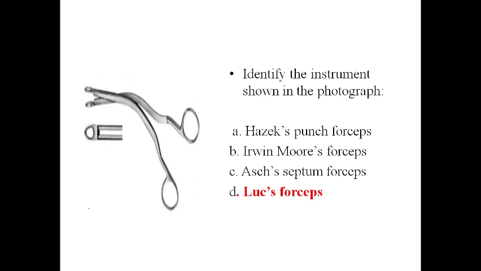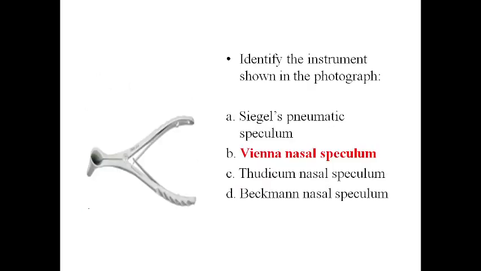Identify the instrument shown in the photograph. This is Luke's forceps. It is helpful for nasal and throat operations. It is used for removal of thickened antral mucosa, antrochoanal polyp and neoplasms. The surgeries in which this forceps is used are anterior antrostomy, submucosal resection, polypectomy and turbinectomy. This is how Luke's forceps helps.